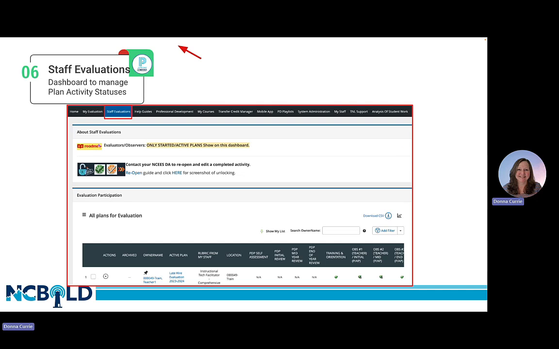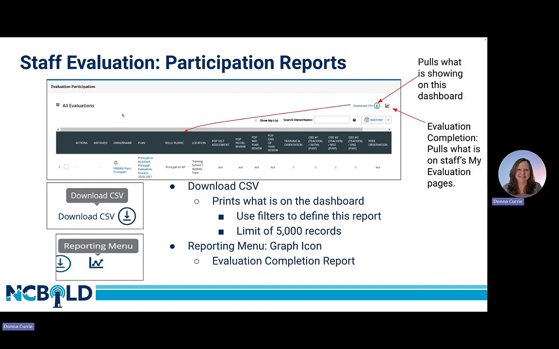The staff evaluations dashboard is like the third icon at the top. Once you get into the staff evaluations dashboard, there's a few reports you can run here. You can download as a CSV, and you can also do an evaluation completion report. Just to show you what they look like, they are up here in the upper right hand corner. You'll see download CSV, and you'll see evaluation completion.